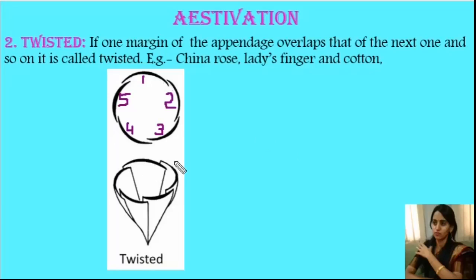If you observe in this view, it appears as if it is being twisted. This type of estivation is known as twisted estivation. Such type of estivation can be seen in China rose, that is hibiscus flower. When the hibiscus flower is in a bud condition, if you observe the petals carefully, try to separate the petals, each margin of each petal, you will be able to observe the twisted estivation.